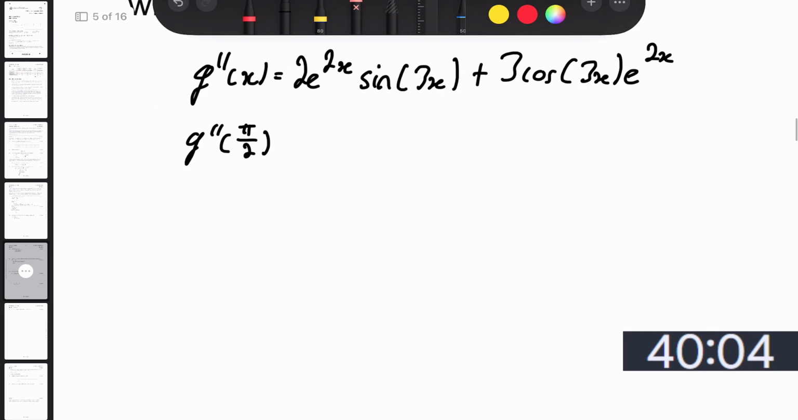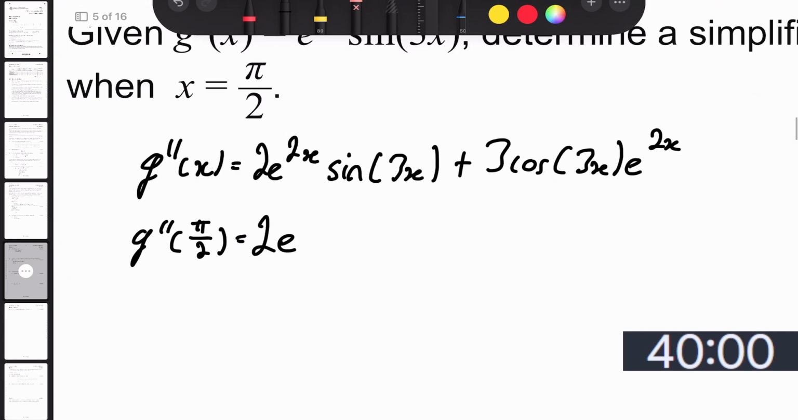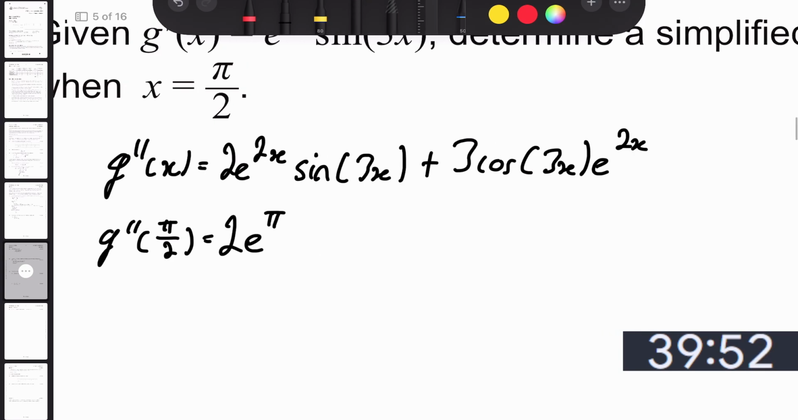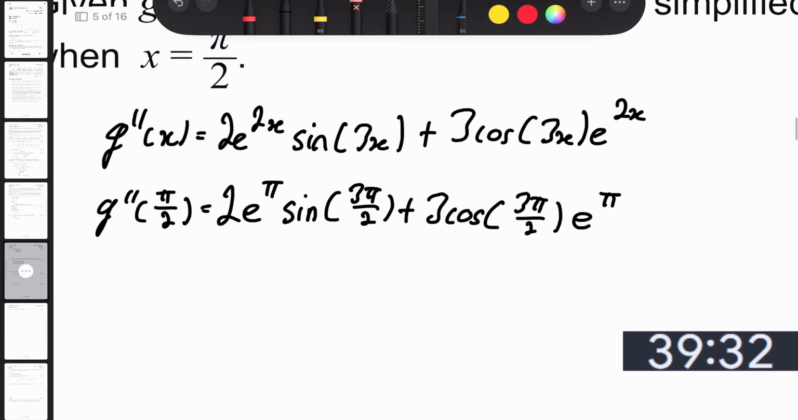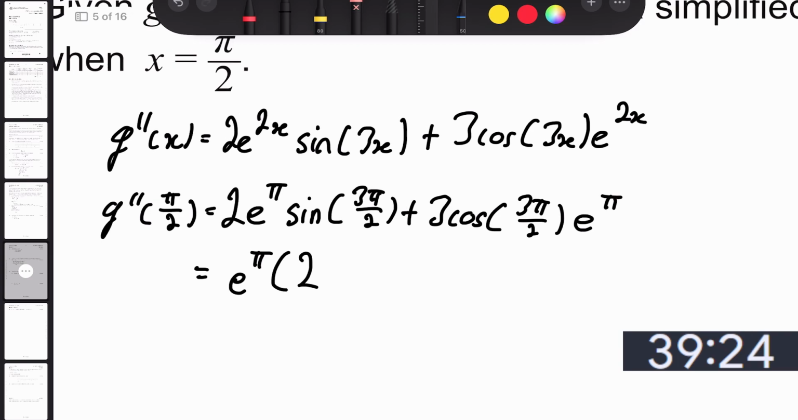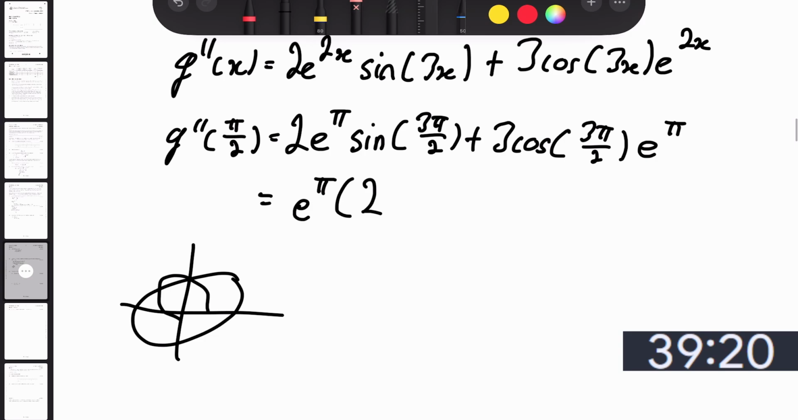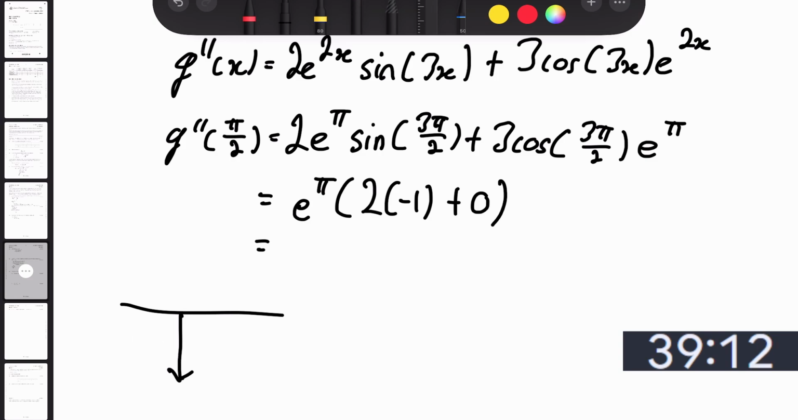Sub in pi on 2 into this equation. So then I get 2e to the pi, sine of 3 pi on 2 plus 3 cosine of 3 pi on 2. And then again we have e to the pi. And I want a simplified value. So let's pull this e to the pi out, and I get 2 sine of 3 pi on 2. If I'm thinking of my unit circle, 3 pi on 2 is going to be heading down. So that's going to be -1. And then cosine of that is going to be 0. So then my value is just going to be equal to -2e to the pi.